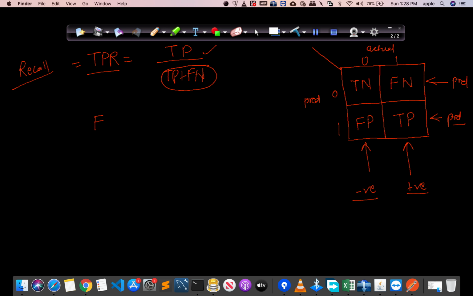And what is false positive rate? False positive rate is false positive upon this particular column. This is true negative plus false positive. Simple. So now we have the definition for true positive rate and false positive rate.